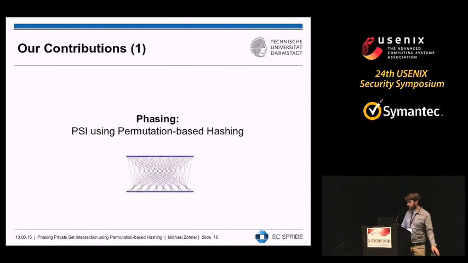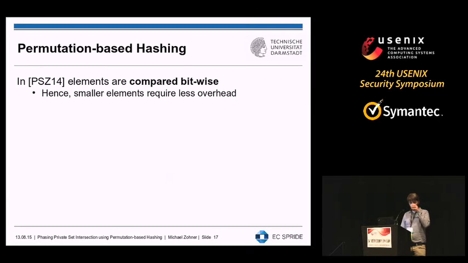This brings me to our first contribution, the permutation-based hashing technique. So in the basic Oblivious Transfer-based protocol, what we did was to compare the elements x and y. We did the comparison bitwise, so we compared each bit of the element. But this also means that if we have shorter elements, we will have more efficiency, because we need to compare fewer positions.